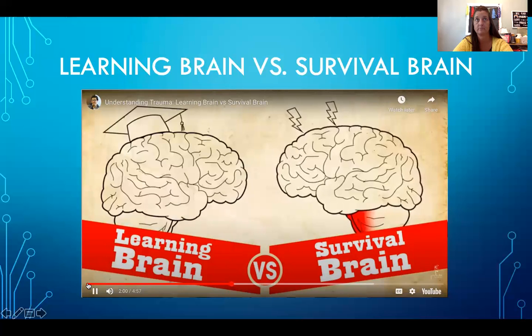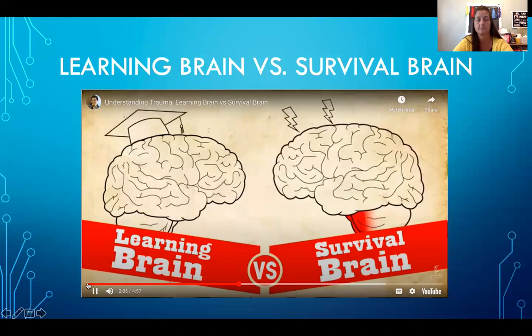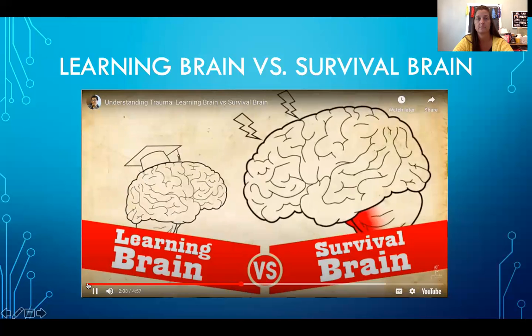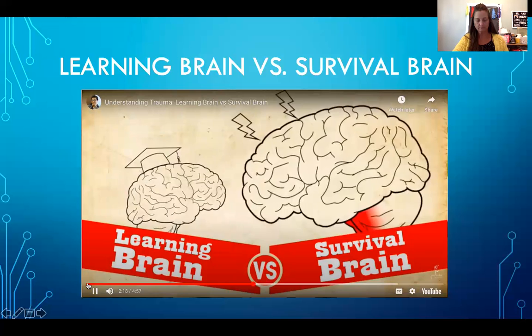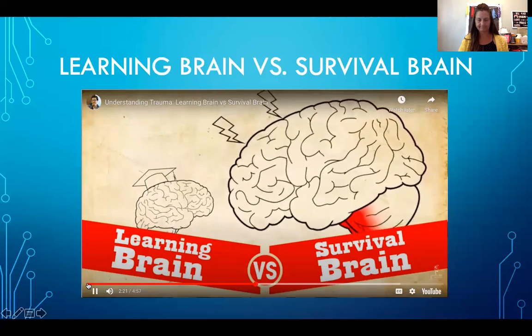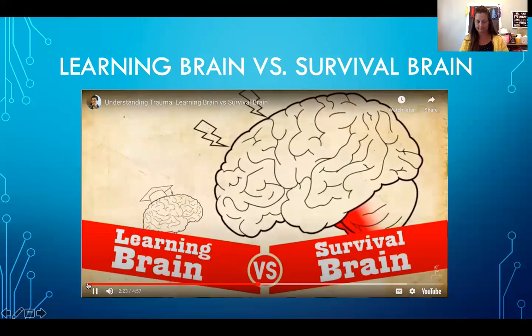Now, it's really important to understand how learning brain and survival brain interact, because survival brain always trumps learning brain. And it makes sense because survival brain is just trying to save your life. And so if it thinks that there's something dangerous happening, you better pay attention to it, right? But the tricky thing is that as survival brain stays on longer and longer, it's harder to get out of that. And it's harder to really go into learning brain.